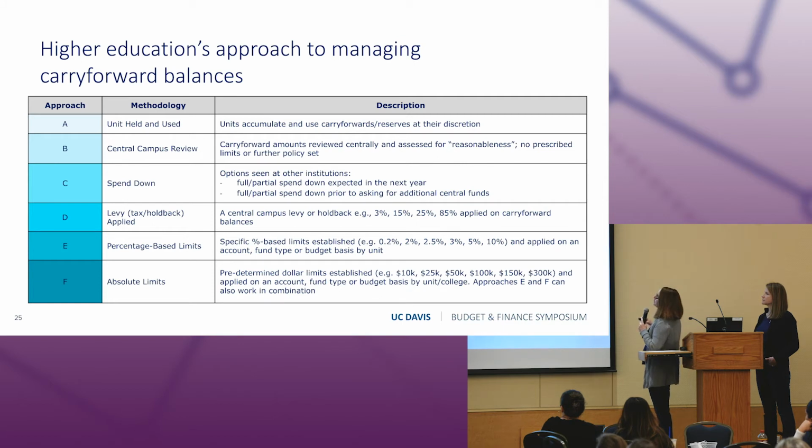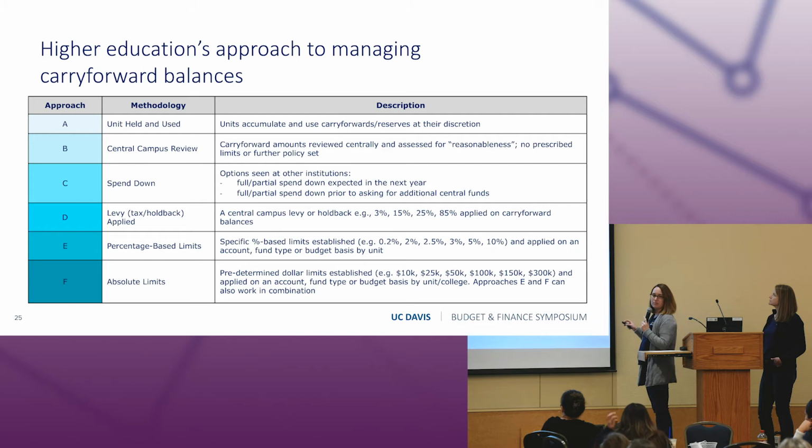So approach A is where the unit holds it and they use it. They accumulate carry forward and they use it at their discretion. That's pretty much what we do here most of the time. Central campus review: we review it centrally, assess for reasonableness, with no prescribed limits or further policy set. We do that, so that's kind of where we landed a little bit.